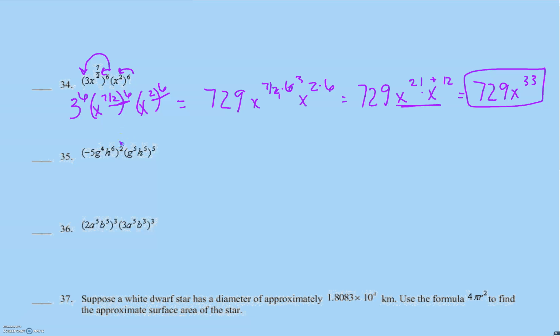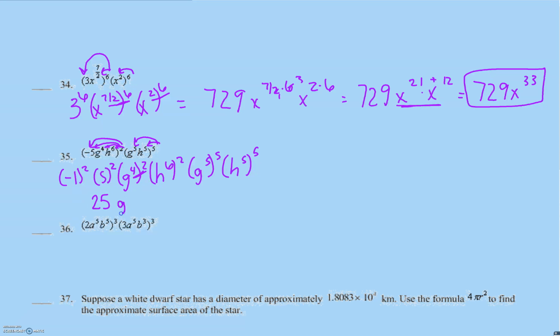The 2 goes to all the pieces, and remember here, it's like we have -1 times 5 times g to the 4th power times h to the 6th power. Same thing here. It's like we have g to the 5th power to the 5th power, h to the 5th power to the 5th power. We take those exponents to all the pieces. -1 squared is just +1. 1 times 5 squared is just 25.